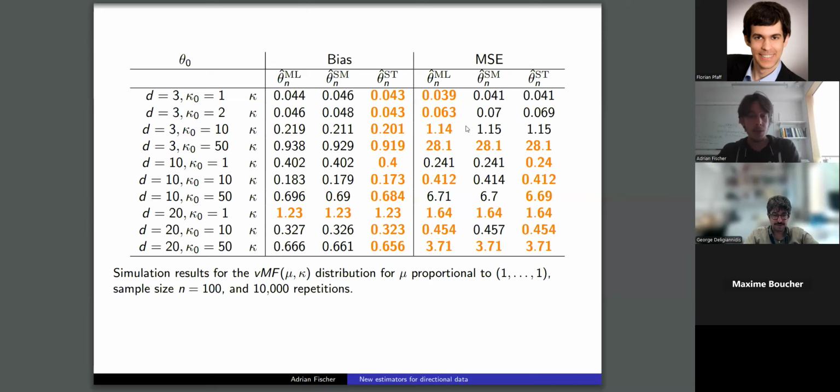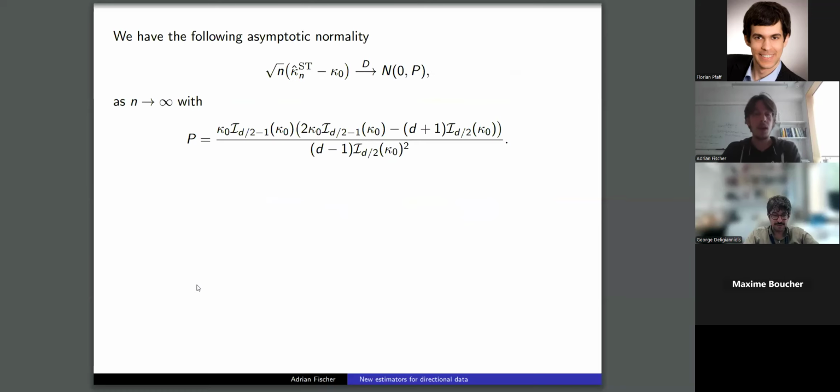And yeah, we're quite satisfied with these results. This is for sample size 100. And yeah, we can also calculate the asymptotic normality and the asymptotic covariance of our Stein estimator. The result is given here. And then you can also, of course, compare to the inverse of the Fisher information, the asymptotic covariance of the MLE. And the Stein estimator is, of course, not exactly asymptotically efficient, but very, very close. So if you plot it, you almost don't see a difference between the curves if you plot it depending on the true parameter kappa.